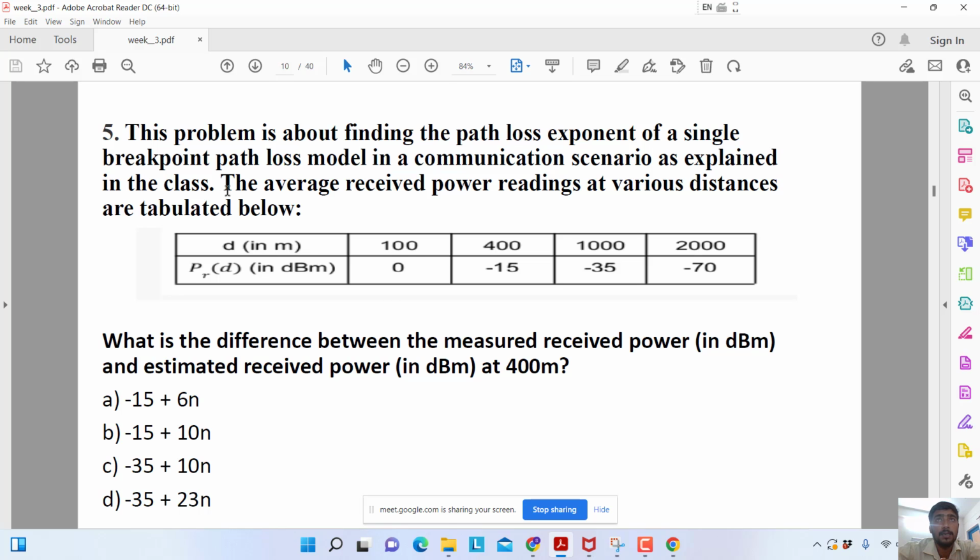Here we are using the single breakpoint path loss model. So we have used the formula of the single breakpoint model. Okay, now we'll see the solution. We have to calculate the difference between the measured received power and the estimated received power.